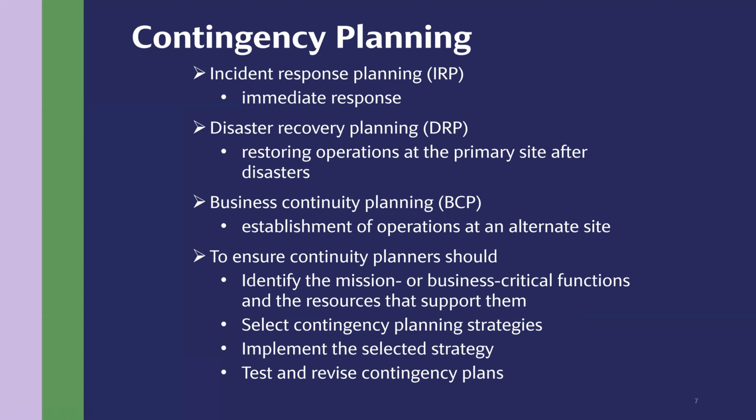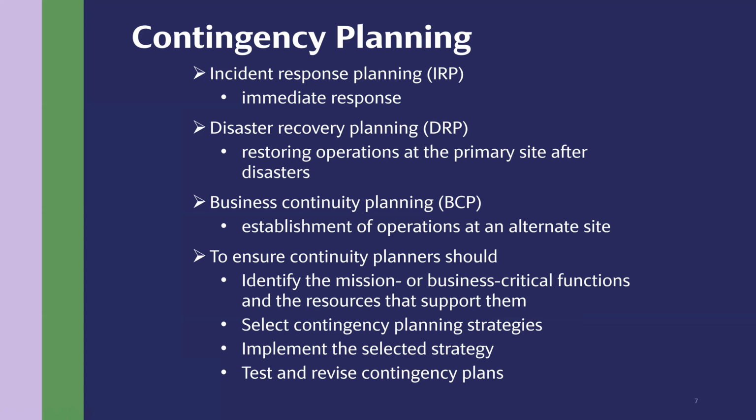So overall, if you see this IRP, DRP, and BCP, they are classified in terms of impact. What is the impact of the incident on an organization? If the impact is low, we are going to follow IRP. If the impact is high, we are going to follow DRP. If the impact is out of control, we are going to follow BCP. This is how they have been categorized in contingency planning.